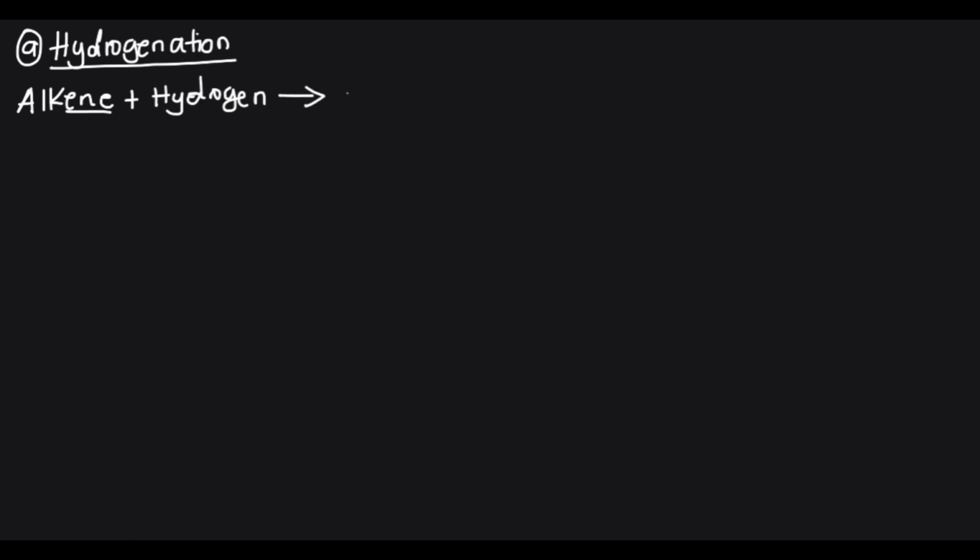The product will be an alkane. We are going to produce the one with -ane. So that is the picture that we have. For example, if we have ethene plus hydrogen, then we are going to have ethane. So that's the pattern. If it is propene plus hydrogen, you have propane. Butene plus hydrogen, you have butane.